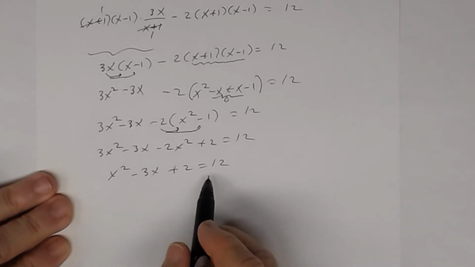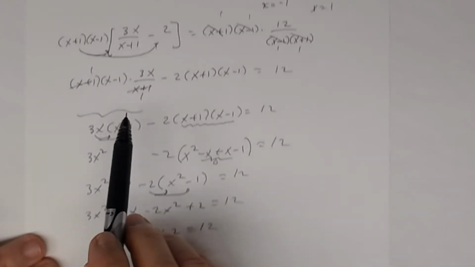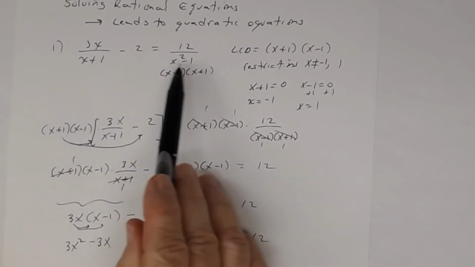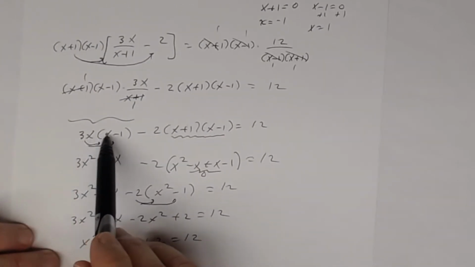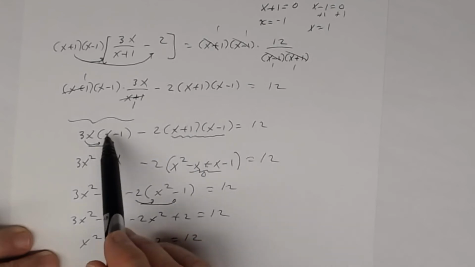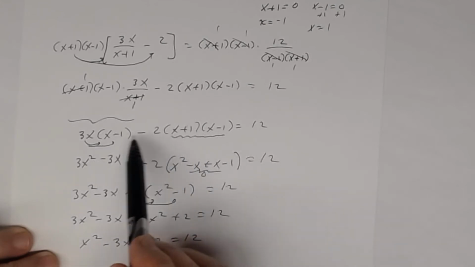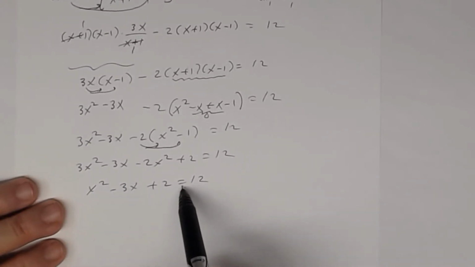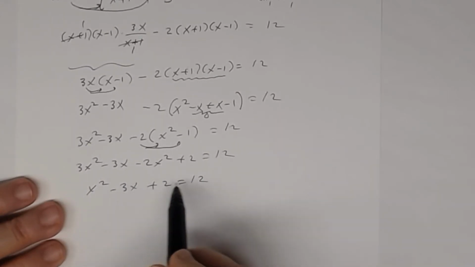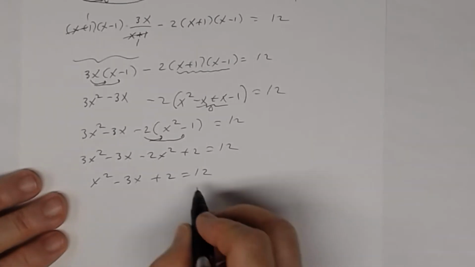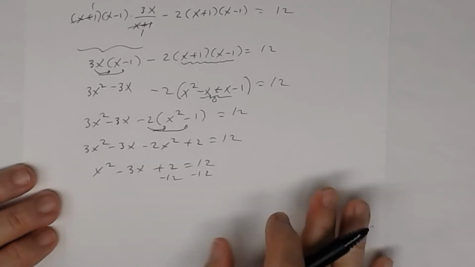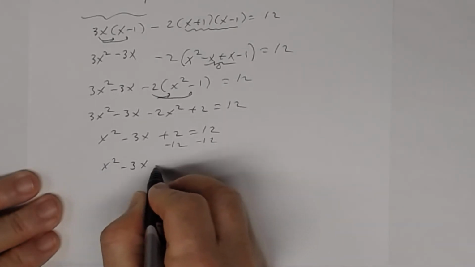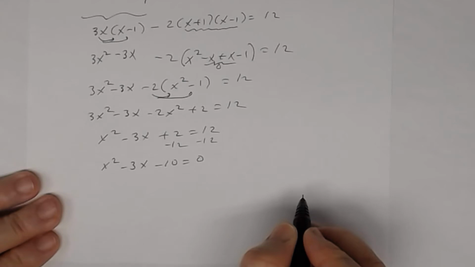All right. So I have this quadratic equation. I want you to notice that I went from a rational equation to an equation that has no longer any fractions in it, but is quadratic. Okay, all these are quadratic equations. So to solve a quadratic equation, you got to put this in standard form, so I need 0 on this side. So let's go ahead and subtract 12 from both sides. I'm aligning my like terms, and so I get x squared minus 3x minus 10 equals 0.